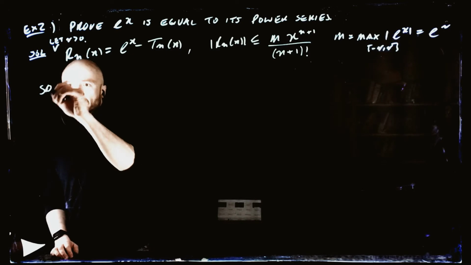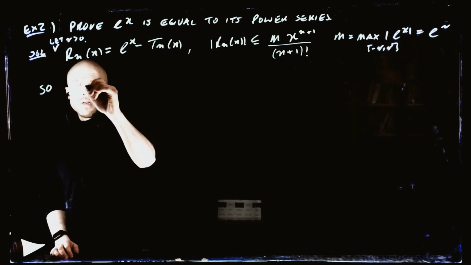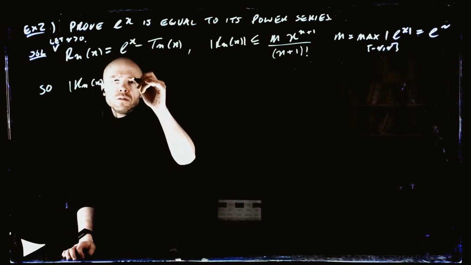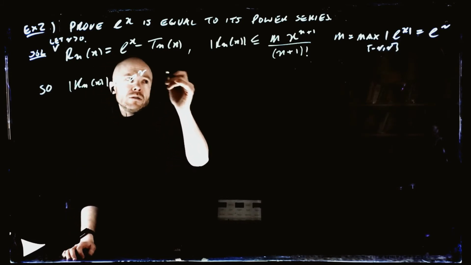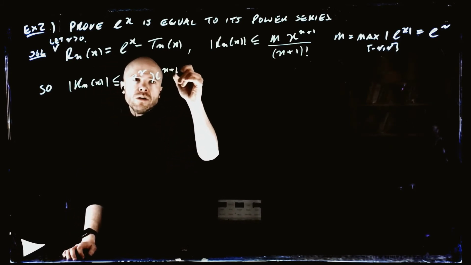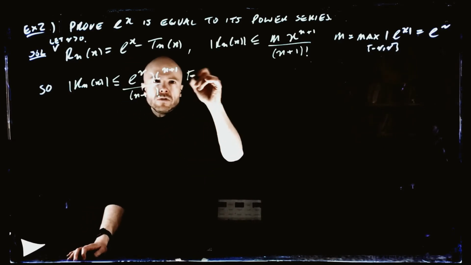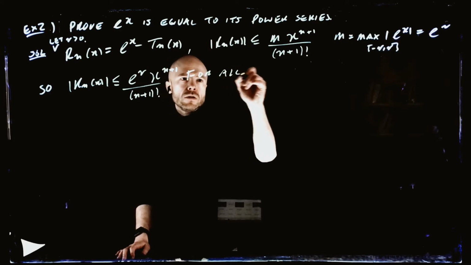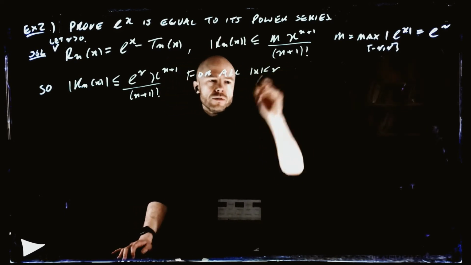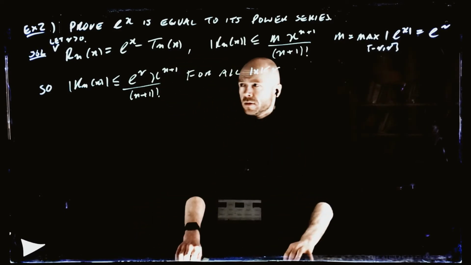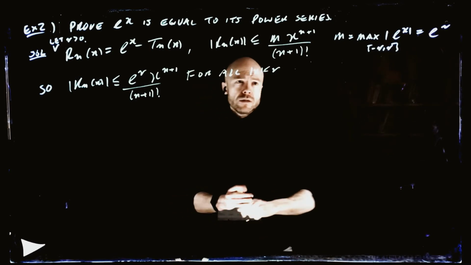So |R_n(x)| is less than e^r |x|^(n+1) over (n+1) factorial for all |x| less than r. That's just what Taylor's inequality tells us, right?